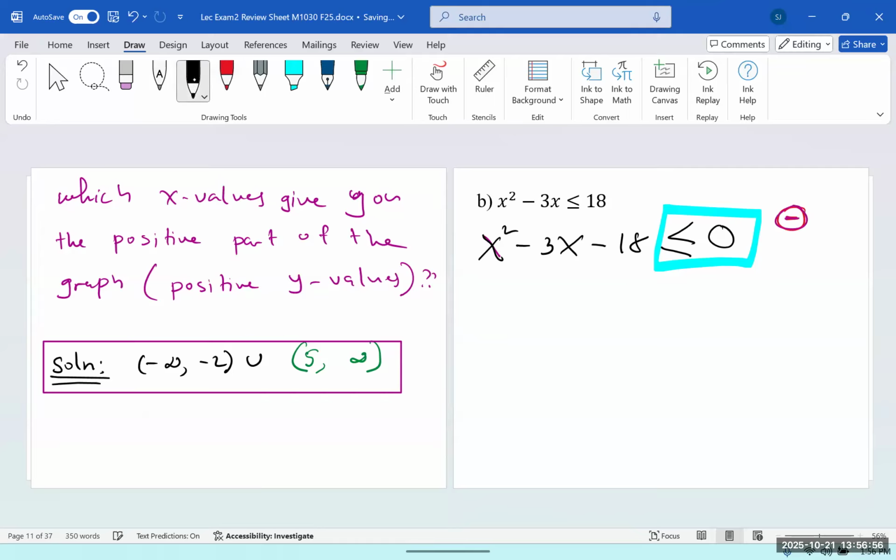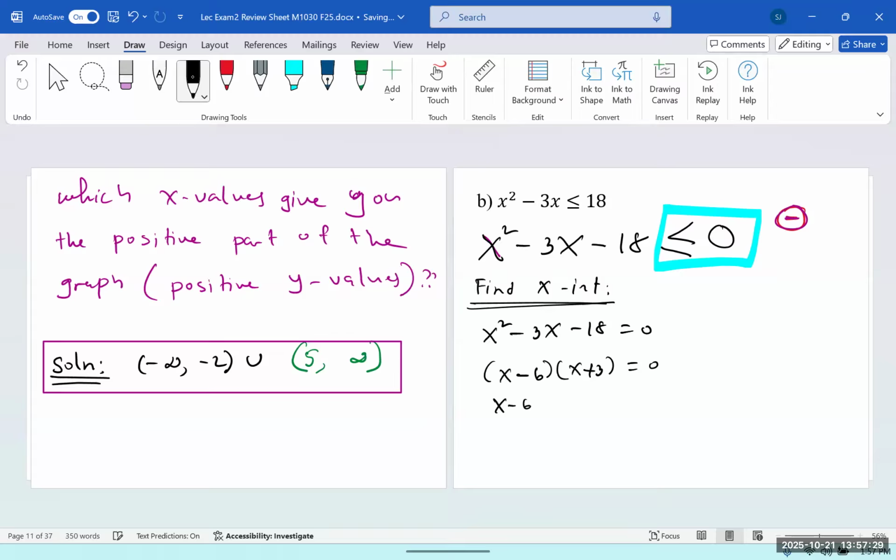We know it's a parabola, so we need to know our x-intercepts. Find the x-intercepts because we want to graph it. So x squared minus 3x minus 18 equals 0. And most likely they will be factorable in the exam, always in this class. What two numbers multiply to -18 and combine to -3? -6 and +3. So the first factor gives us x equals 6, and the second one gives you x equals -3.